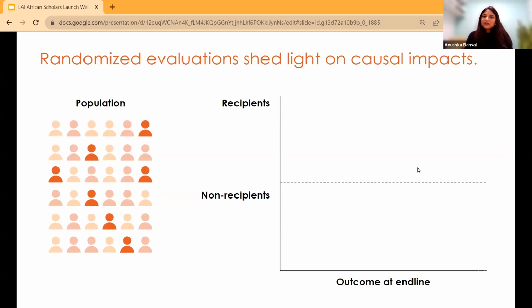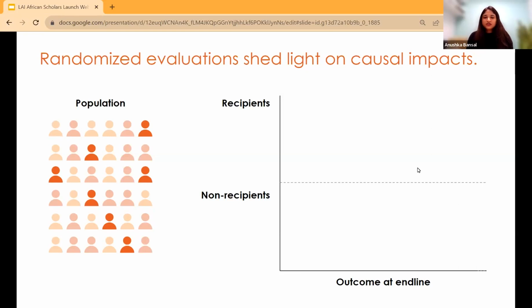So what randomized evaluations basically do is they help us disentangle the effects of a program from other factors that might affect the outcome or outcomes of interest. Let's talk about a math tutoring program as an example. So let's say you're trying to understand how a math tutoring program affects students' test scores.